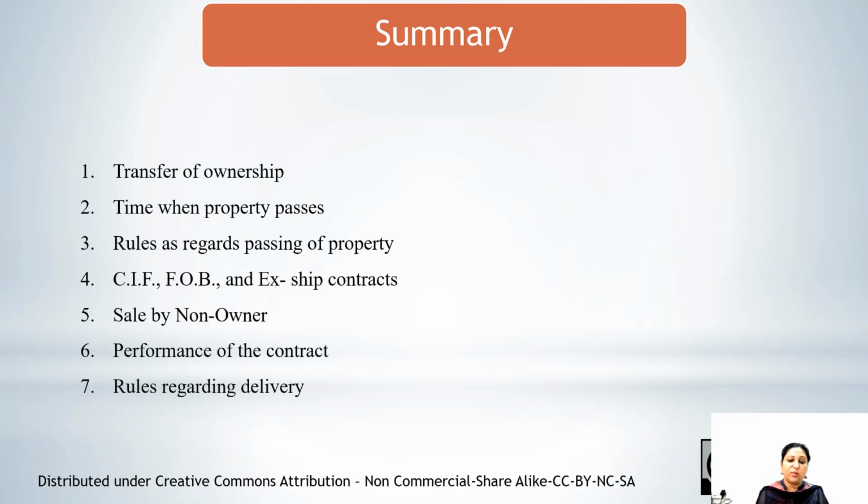Then the sale by non-owner, in which we have discussed, we know that the sale is considered valid when made by the original owner, but in a few cases there are exceptions. When the sale is being made by the non-owner, even then this is counted as a valid sale. Next, we have done with the performance of the contract, when we say the contract is being performed, and what are the various rules regarding the delivery of the goods from the seller to the buyer. Here, both buyer and seller have their different duties and their different rights regarding the delivery of goods.